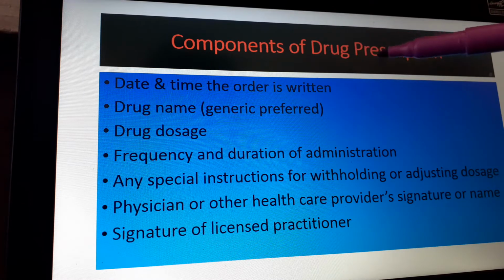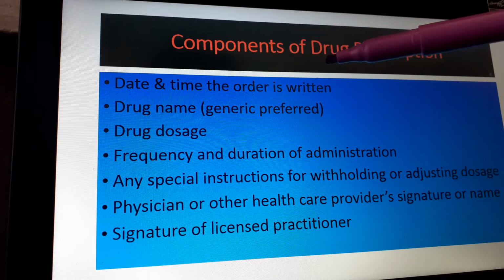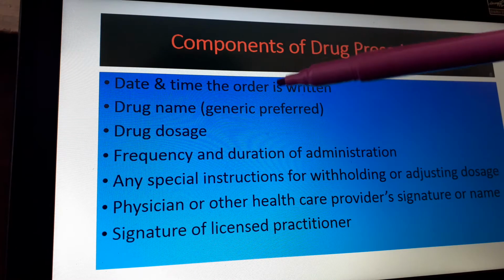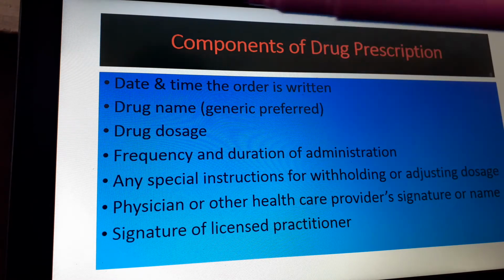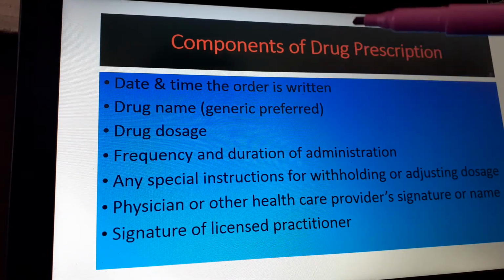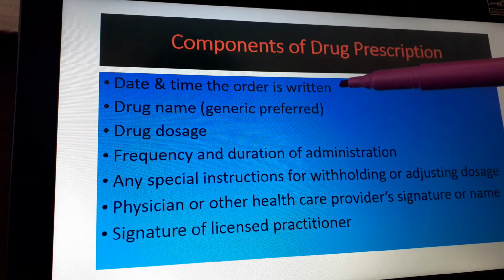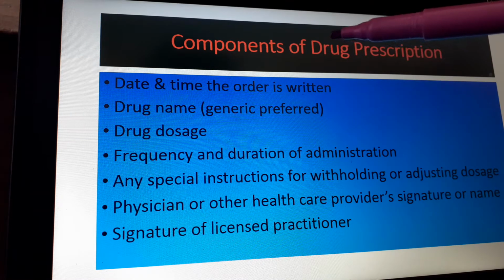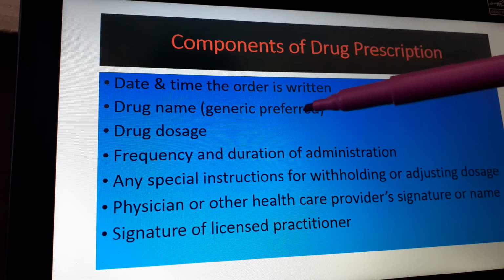Here are the components of a prescription. A proper prescription must have all of these contents. It should have the date and time the order is written. The date and the time are very essential. Then a drug name, a generic name preferred, or scientific name.